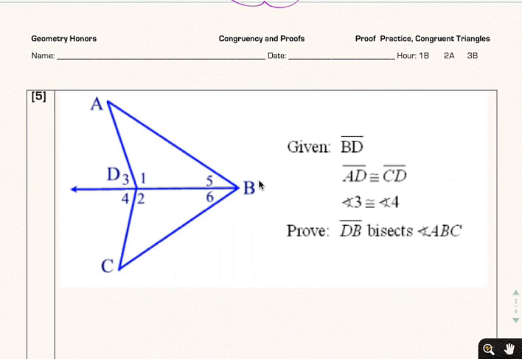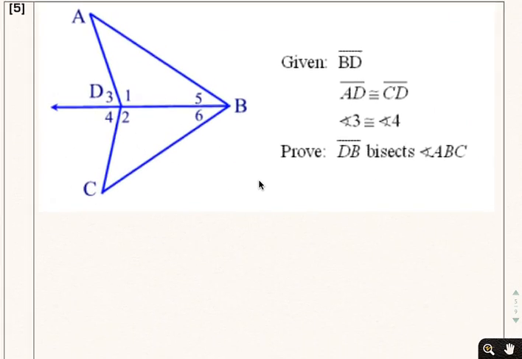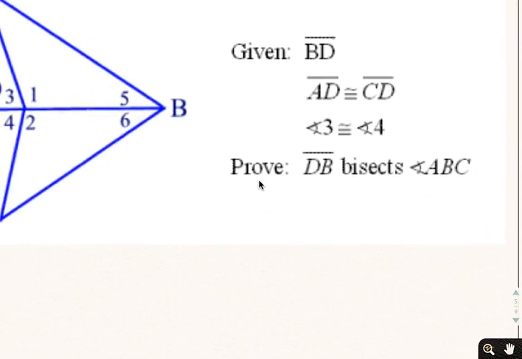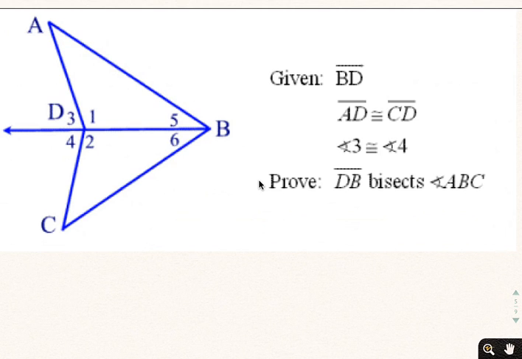All right, here we go. Proof number 5, which means there's 4 more left to go. So here we go. We have proof number 5. So what do we have to prove? What in the world do we have to prove it with? So we want to prove that DB bisects ABC.